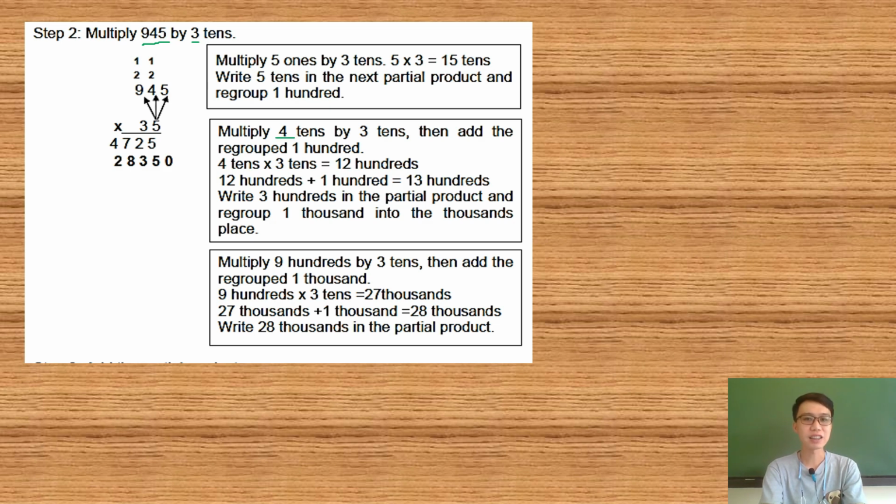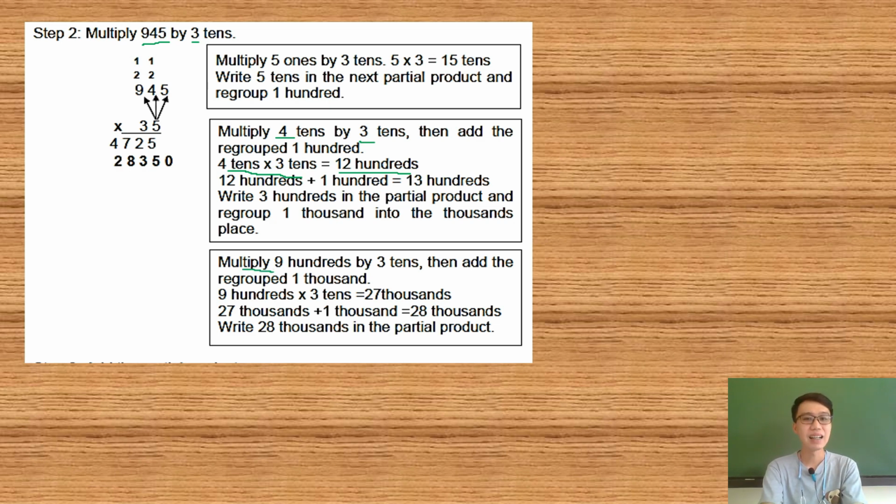Multiply 4 tenths by 3 tenths, then add the regrouped 100. 4 tenths times 3 tenths is equal to 12 hundreds. 12 hundreds plus 100 is equal to 13 hundreds. Write 3 hundreds in the partial product and regroup 1000 into the thousands place.